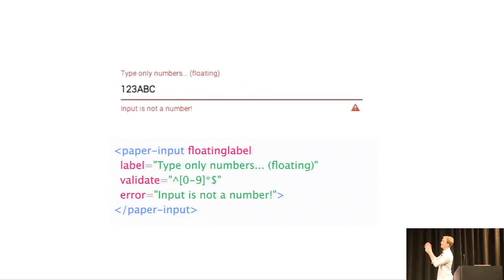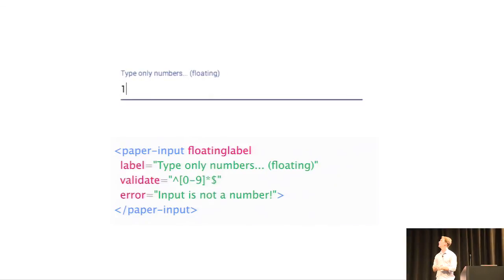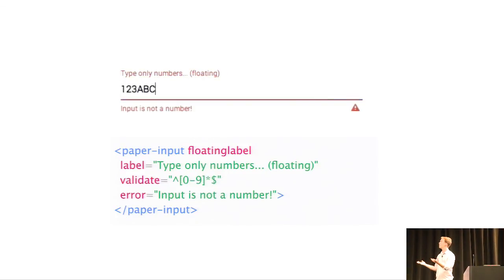Again, I didn't have to worry about how this was built. This is a pretty complicated set of animations to do. But I, as the end user developer, don't have to worry about how that was built. I can just use paper input, give it a floating label, give it a validation regex, give it an error message, and I get all this behavior, again, for free.